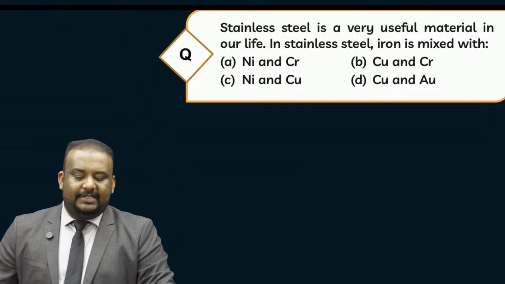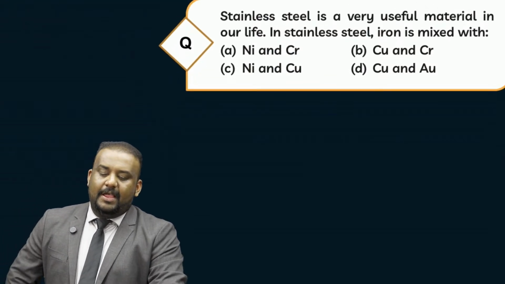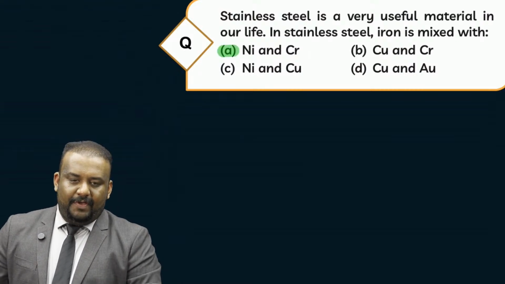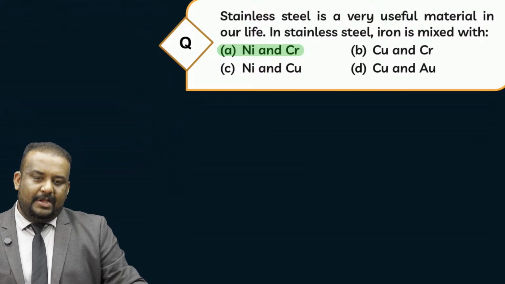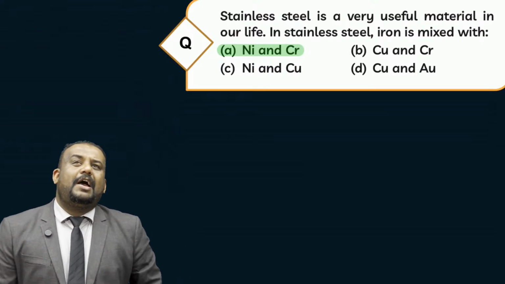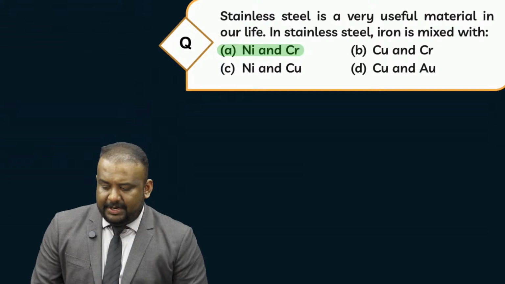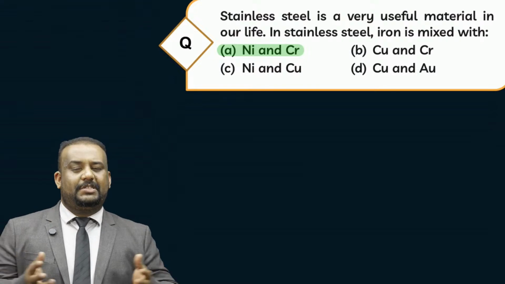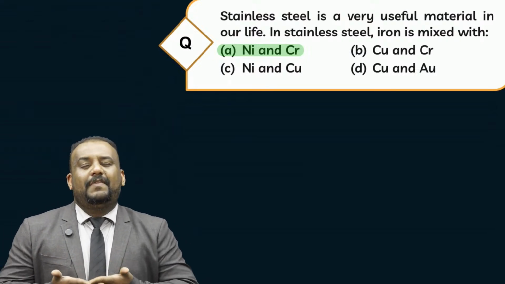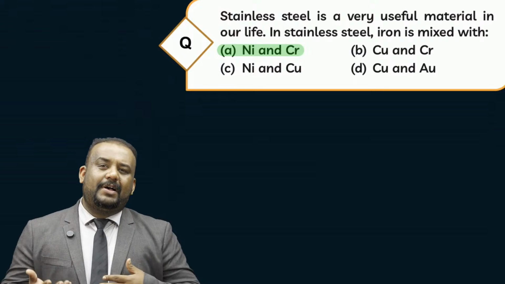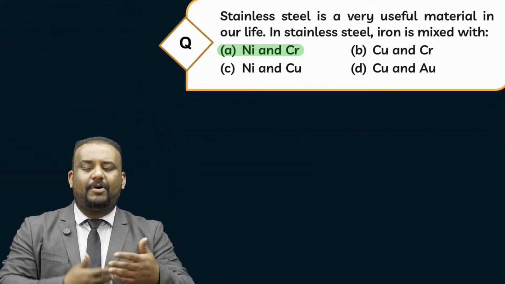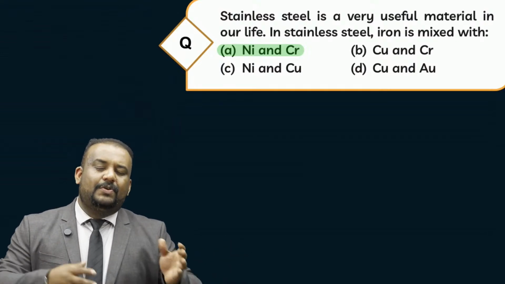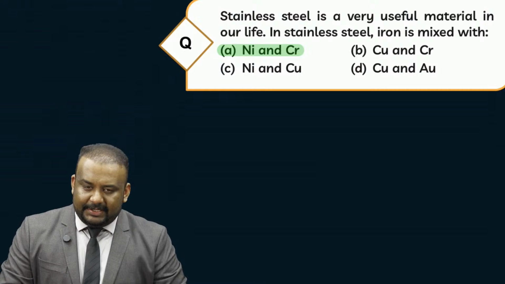Right. Stainless steel is a very useful material in our life. In stainless steel, iron is mixed with... what do we mix with iron? We have nickel and chromium, right? See, alloys, that is also another important section. You guys know that alloys are homogeneous mixtures of 2 or more elements, isn't it? So we have a lot of alloys, like you have studied brass, which is copper and zinc. Then we have bronze, which is copper and tin. Then we have solder, which is lead and tin. So all these examples mentioned in the textbook are very important.